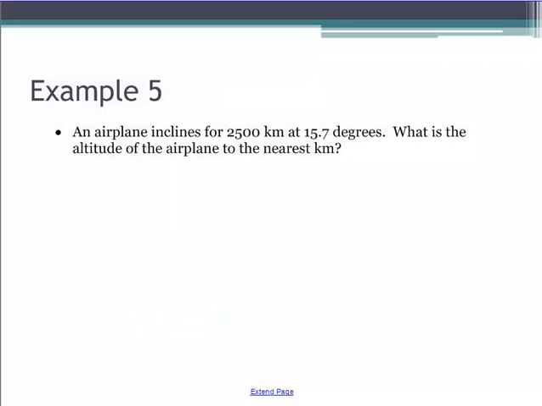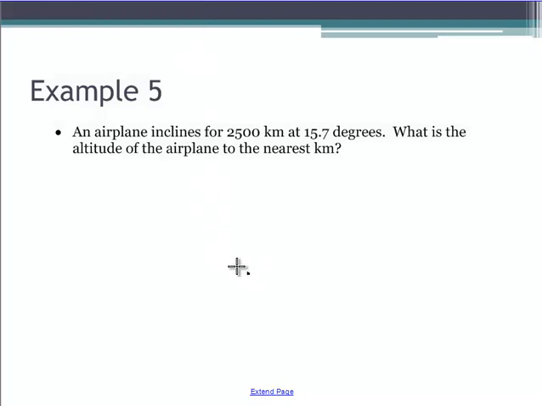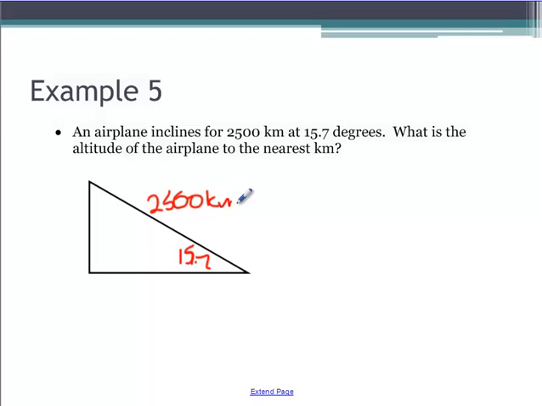Let's take a look at this next one. An airplane is going up, inclining, for 2,500 kilometers at 15.7 degrees. What is the altitude of the airplane to the nearest kilometer? So, let me draw a triangle. Wrong triangle. So, we have an airplane going up at 15.7 degrees. It's going up for 2,500 kilometers. I'm going to read that as it traveled that many kilometers in a straight line. And I want to find the altitude.